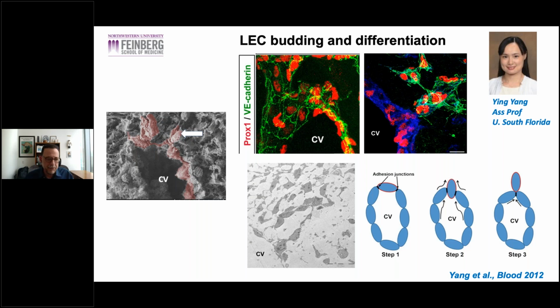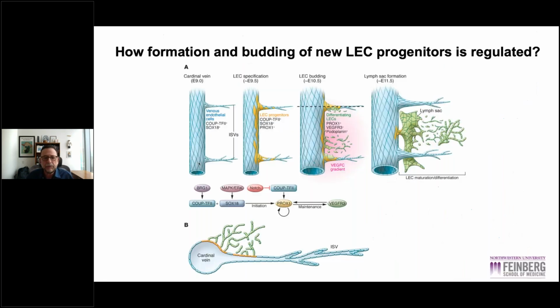So it's an active budding process, but the key question is, if these cells keep budding, and you keep forming progenitors and budding constantly, eventually the vein will disintegrate. So how is this process regulated? This is also another major question we were very curious about in the lab. And again, this is mostly what I just told you before.